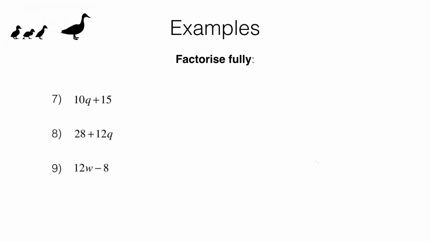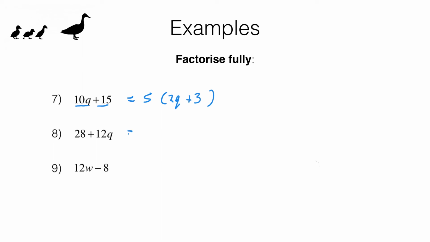The highest common factor of 10q and 15 is 5. Then I have my bracket. The number I multiply 5 by to make 10q is 2q. Well, the term I should say. And the number I multiply 5 by to make positive 15 is positive 3.